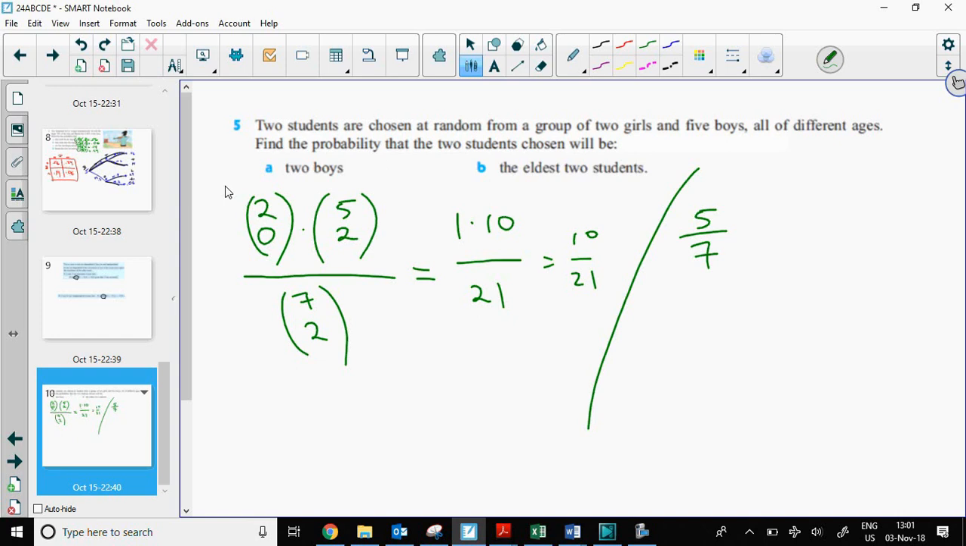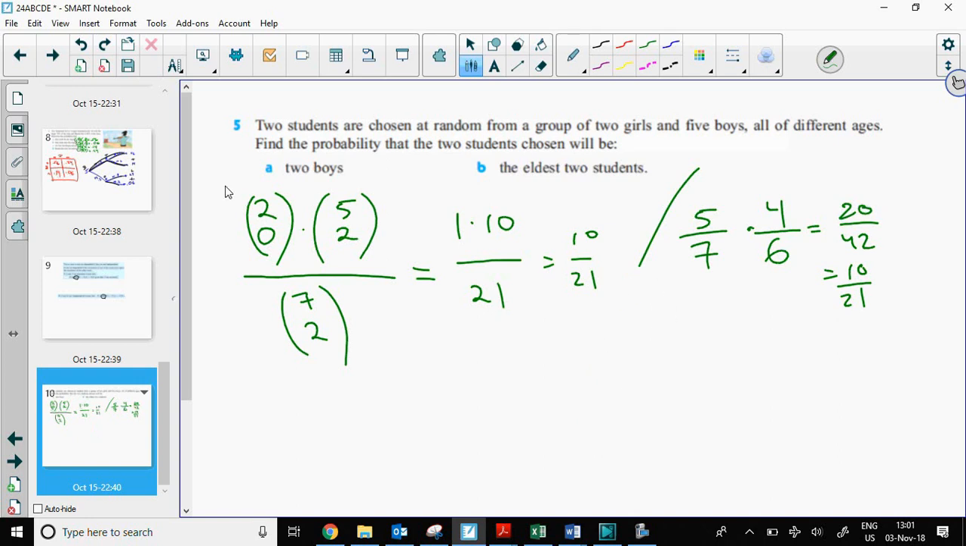Now, let's say we've chosen that first boy. When I choose the second boy, how many boys are left? Well, there's only 4 left in the group. How many people are left in the group in total? Well, only 6 now. Multiplying through, we've got 20 over 42, which is, of course, 10 over 21. So I think that's a much simpler way to do this.